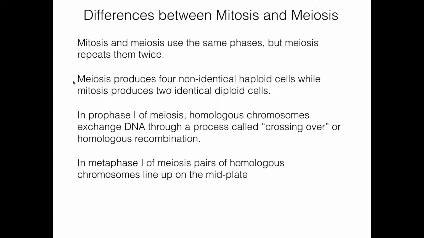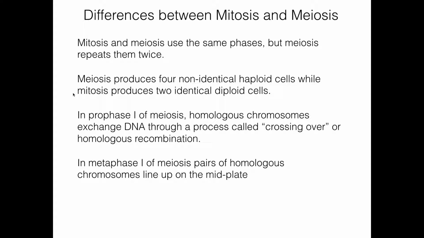Mitosis produces two genetically identical cells. Meiosis, since it's going through the process twice, is going to produce 4 cells. And since the chromosomes are getting randomly assigned, each one's going to end up with half. What you actually get is 4 non-identical cells. Each one will have a different combination of chromosomes.